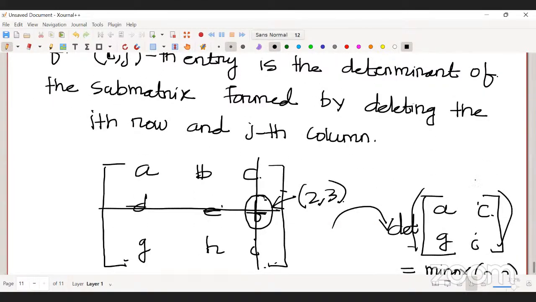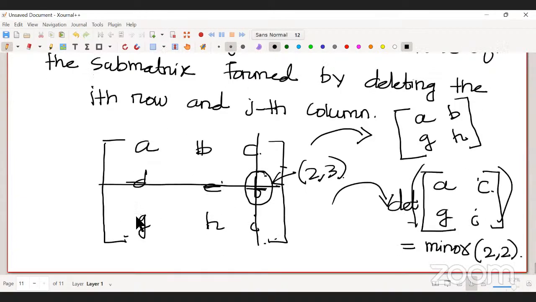So then I will get a matrix of order 2 cross 2. And what is that matrix? AB, GH. Okay. And the determinant of this matrix is basically the minor for 2 comma 3, the 2 comma 3 entry of the original matrix, that is F. Okay. And this is how you compute the minor.